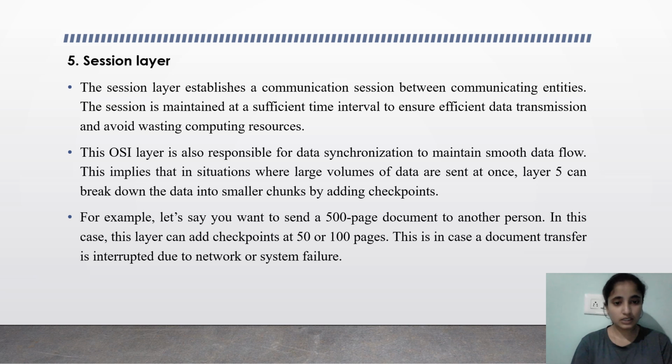This implies that in the situation where large volumes of data are sent at once, layer 5 can break down the data into smaller chunks by adding checkpoints. For example, let's say you want to send a 500-page document to another person. In this case, this layer can add checkpoints at 50 or 100 pages. This is in case a document transfer is interrupted due to network or system failure.